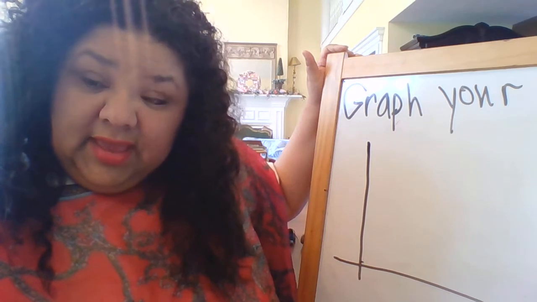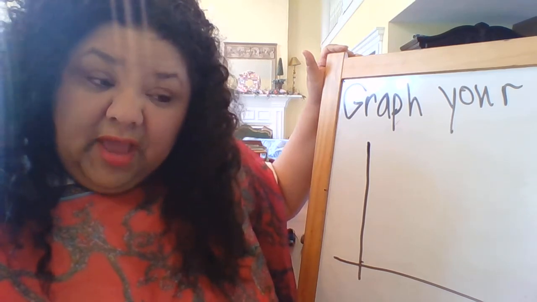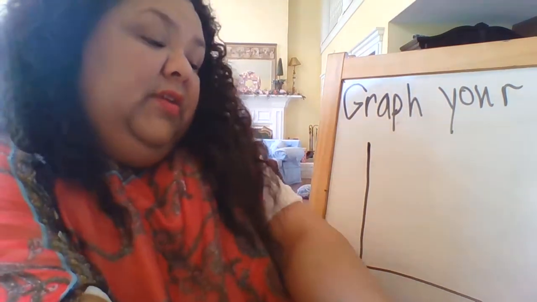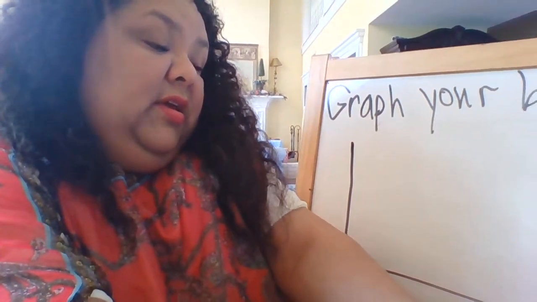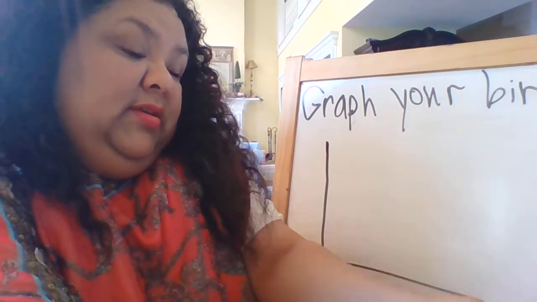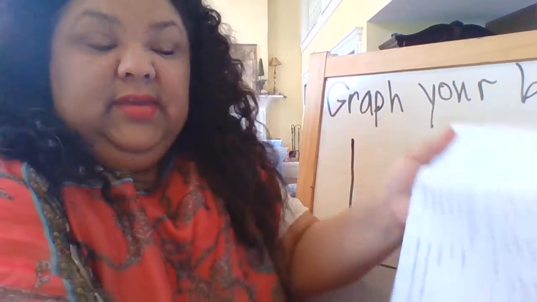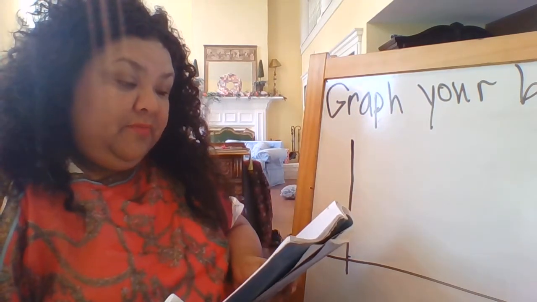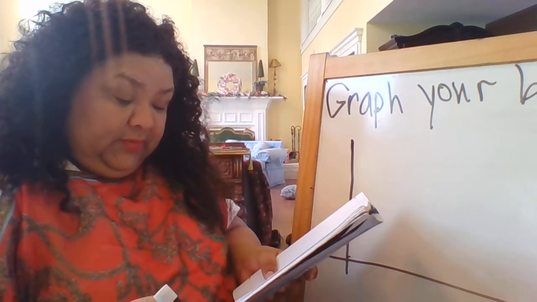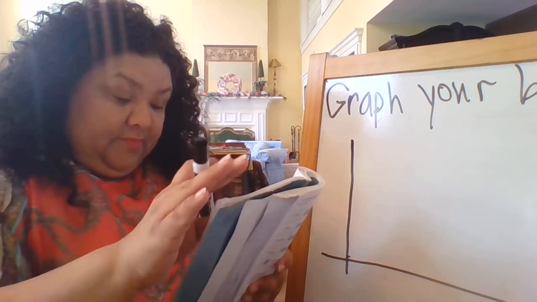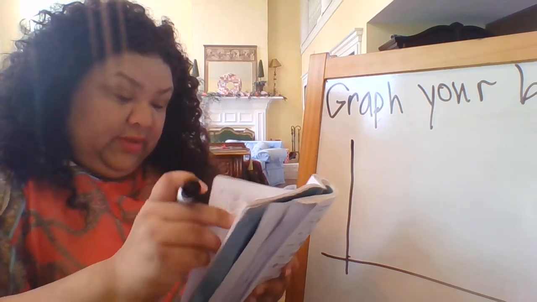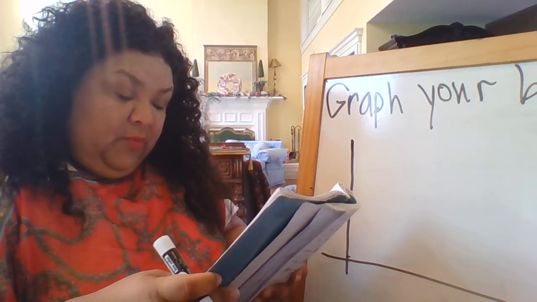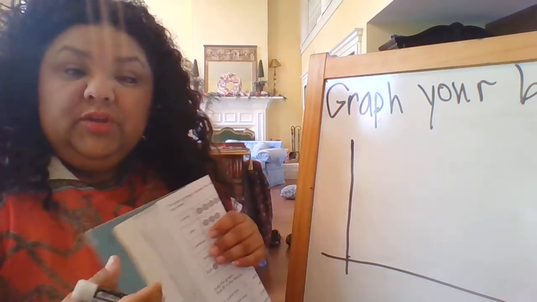So I'm going to start with the graph that is in your book, on exercise 56. We're just going to look at this real quick and get some ideas on how we would want to do our graph. Now, we're going to do a picture graph.